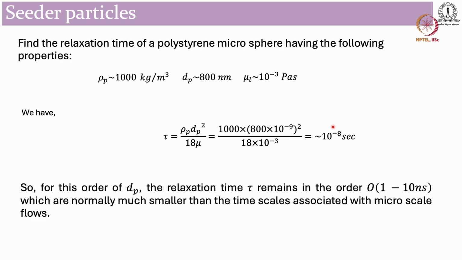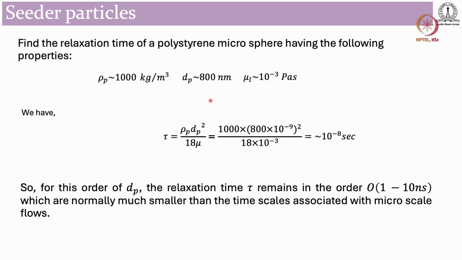So for this order of the particle diameter, that is say 200 to 1000 nanometers, the relaxation time remains in the order of 1 to 10 nanoseconds, which is much smaller than the time scales associated with microscale flows. So normally the microscale time scales will be much larger than this, and if you find the Stokes number, it will be much less than 1.